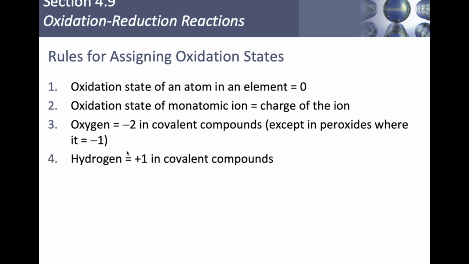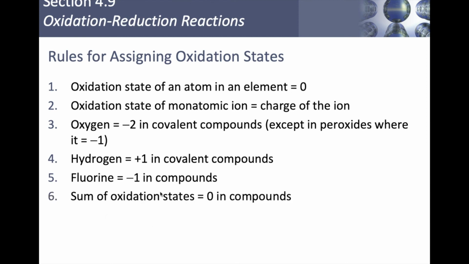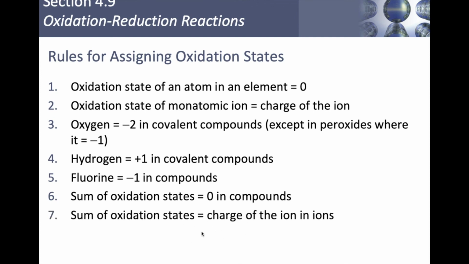Hydrogen, on the other hand, is going to be a +1 in covalent compounds. There are very few exceptions of that, by the way. Hydrides are -1, but again, not something you'll really be seeing very often. Fluorine is always a -1 when it's in compounds. The sum of all oxidation states has to be 0 in a compound. And we talked about that when we were naming compounds. So hopefully that rings a bell, that if you have an ionic compound, the overall charge on it has to be 0 if we're looking at a balanced ionic compound.